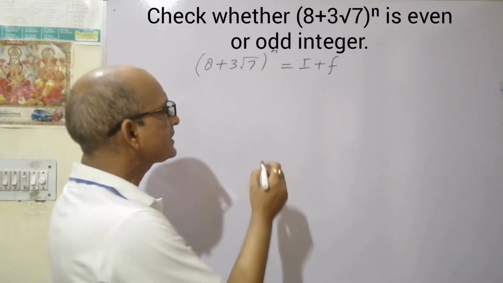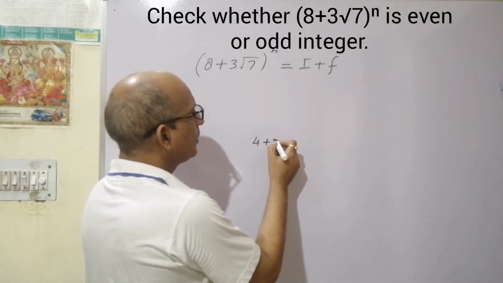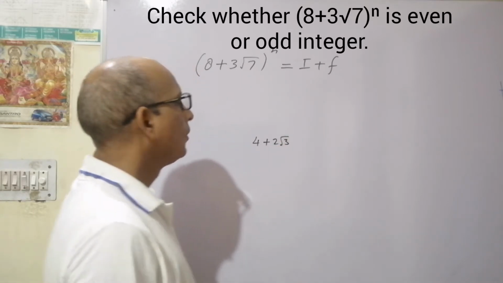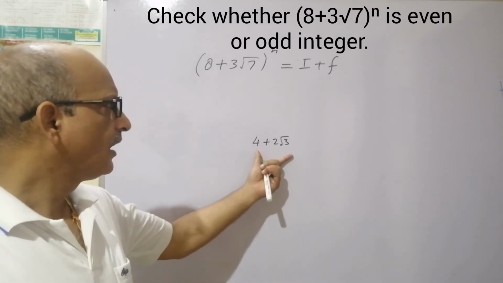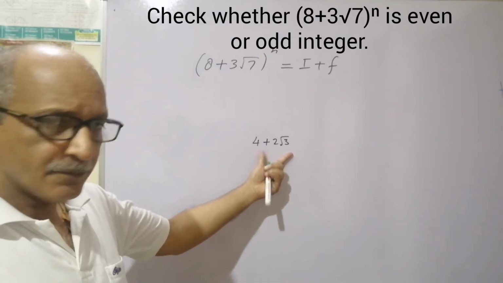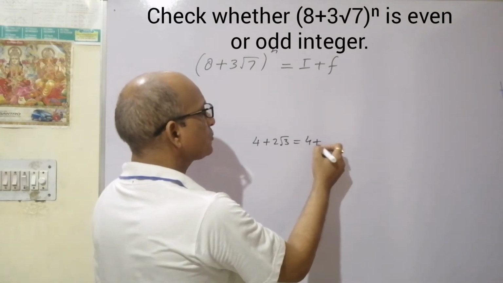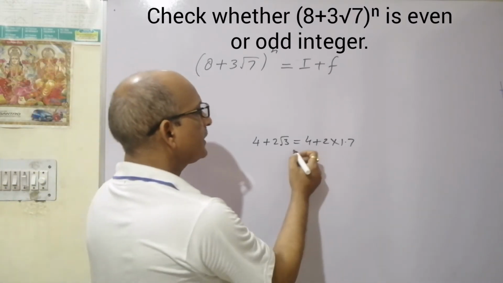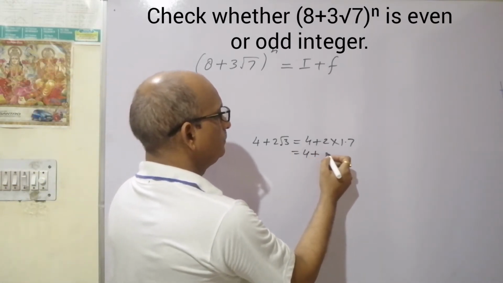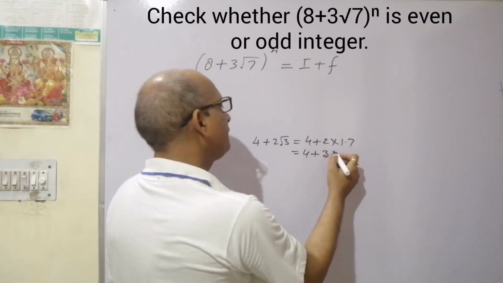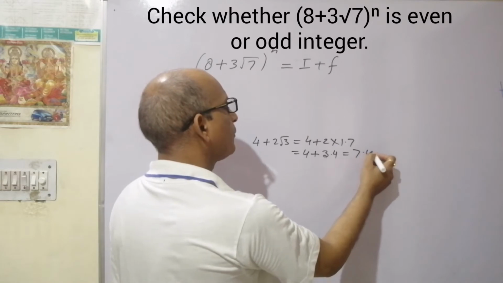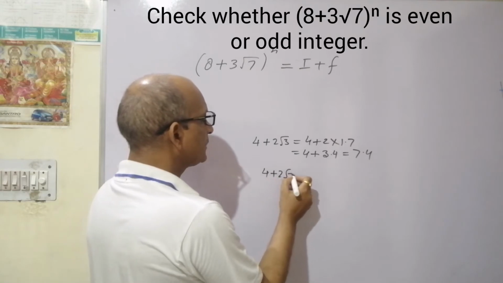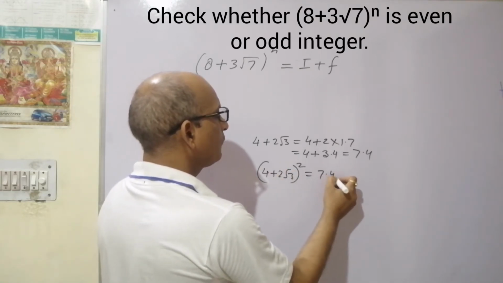Taking something other than this, let's take 4 + 2√3. This is an irrational number. This will be approximately equal to 4 + 2 × 1.7, since √3 is approximately 1.7. So we can write 4 + 3.4, that is 7.4. This is the first power. If the second power is taken, (4 + 2√3)² will be 7.4².